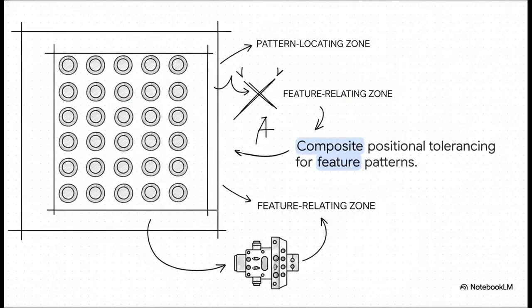Now, once you've got these fundamentals down, it gets really exciting. Take a look at these advanced applications straight from the standard. Composite positional tolerancing. This literally allows you to control massive patterns of features, like a huge grid of bolt holes, by constraining both the pattern locating zone and the feature relating zone all at the exact same time. It might look like a lot of heavy math right now, but I promise you, it's just the natural evolution of the core language we're learning today.